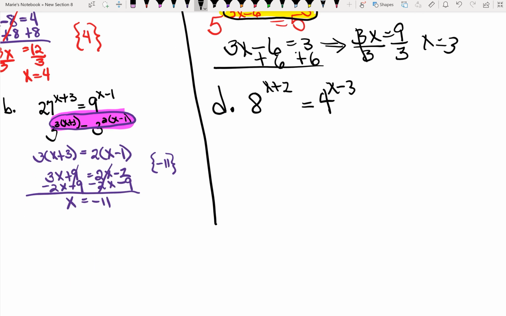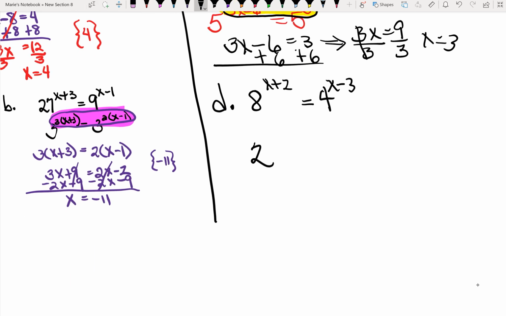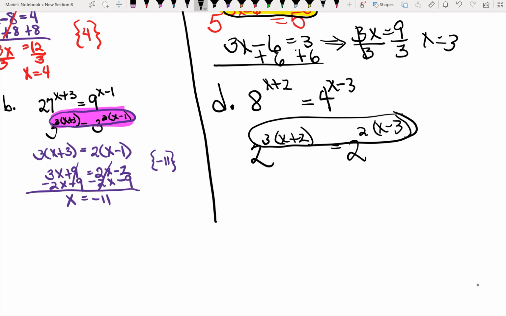Same thing for this. This is 2 to the 3rd, raised to the x plus 2. We know that because 2 raised to the 3rd is 8. This is equal to 2 raised to the 2, parentheses x minus 3. If you note, we have the same base, so now we just focus on the exponent. Because of equivalence, this becomes 3 parentheses x plus 2 is equal to 2 parentheses x minus 3.